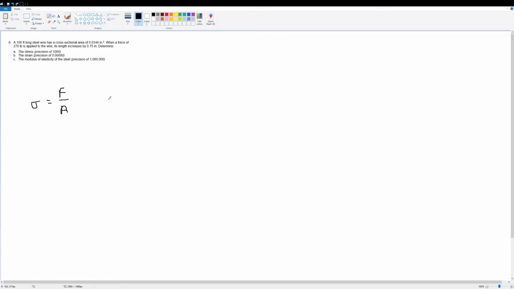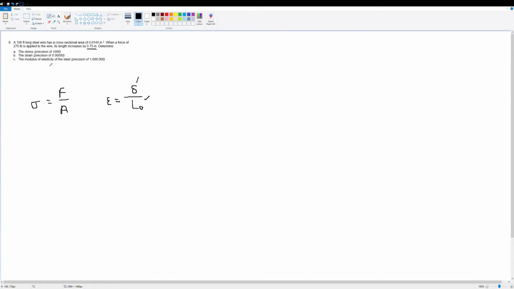Strain is equal to the elongation, which we use lowercase delta for, which is like that funky looking d, over the original length, L0. Okay, I have the original length, 100-foot long steel wire, and I have the deflection, or elongation in this case, 0.75 inches. So I have, check, I have both of those pieces of info.